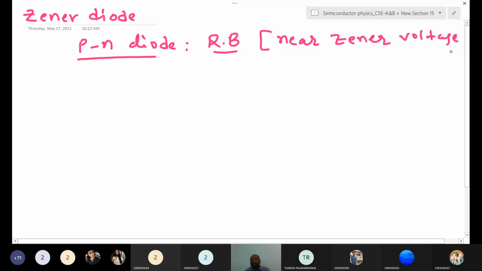So why are we using this? What is the use of the Zener diode? We will see that. Why are we operating in reverse bias? We'll see. Here the Zener diode's working is the same as a PN junction diode only.